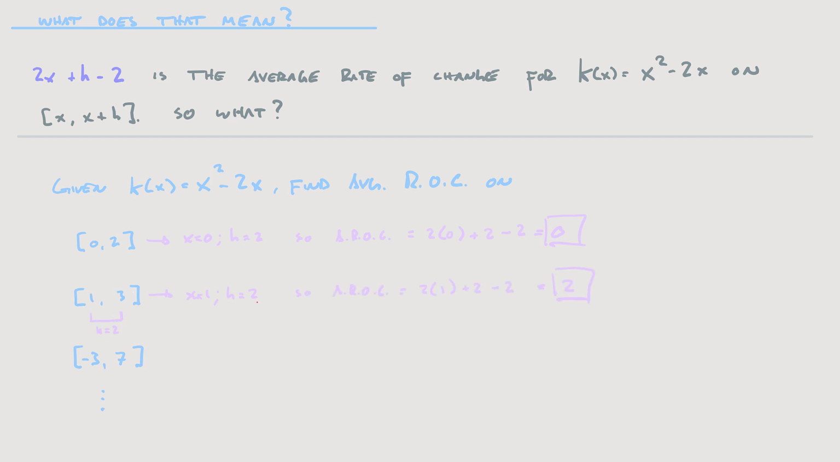So again, we plug the stuff that we know into the difference quotient. x is 1, h is 2, again, these cancel, but 2 times 1 is 2. So the average rate of change for k on the closed interval 1 to 3 is 2. For negative 3, 7, same idea. x is negative 3 there. The distance between negative 3 and 7 is 10. So plugging things into the average rate of change formula, the difference quotient, we get 2.